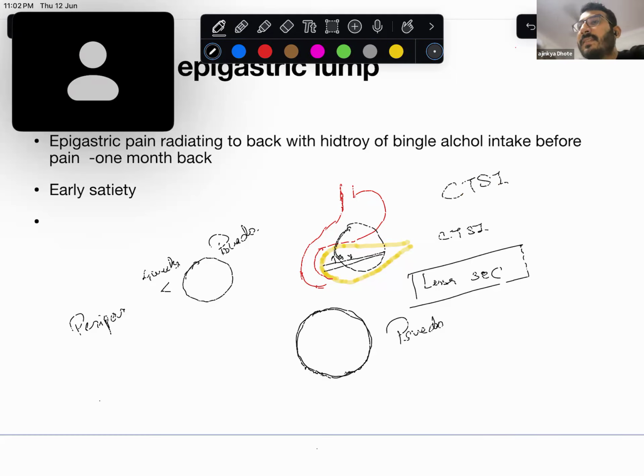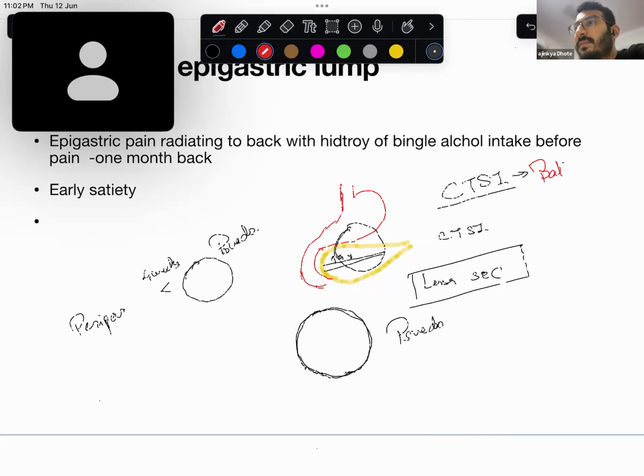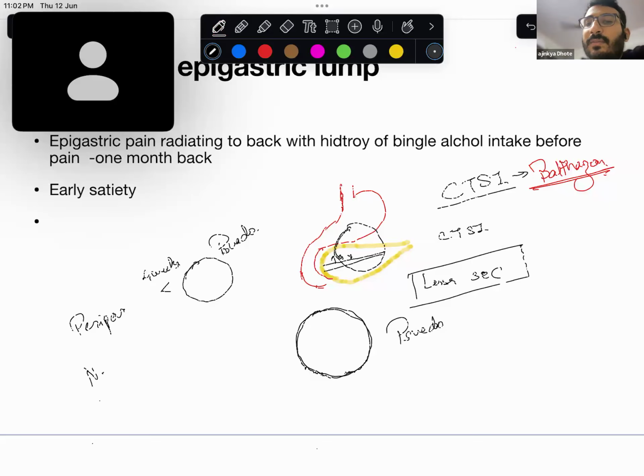CT severity index, also known as the Balthazar grading system. Okay. So the second thing that is checked is your necrosis. What or how much portion of the pancreas has undergone necrosis? Is it 30%, 50%, 20%? And based on this grading, we give a scoring which is known as CTSI.